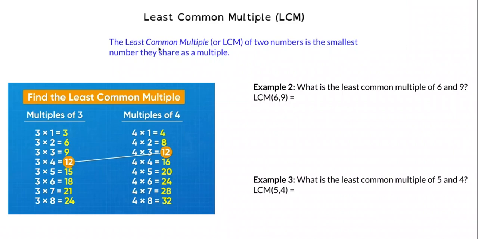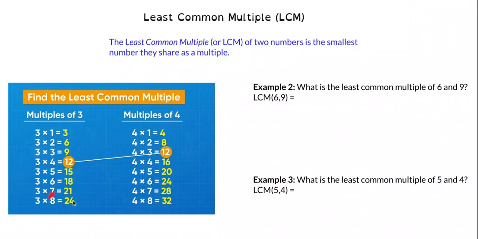The least common multiple, or the LCM for short, of 2 numbers. Now this is important, that you're finding the least common multiple of 2 numbers, whereas before we were finding just multiples of a single number. We find the least common multiple of 2 numbers, or we could find it of more than 2 numbers. But it's exactly as it sounds. It's going to be the smallest, or the least, multiple that they share, that they have in common.